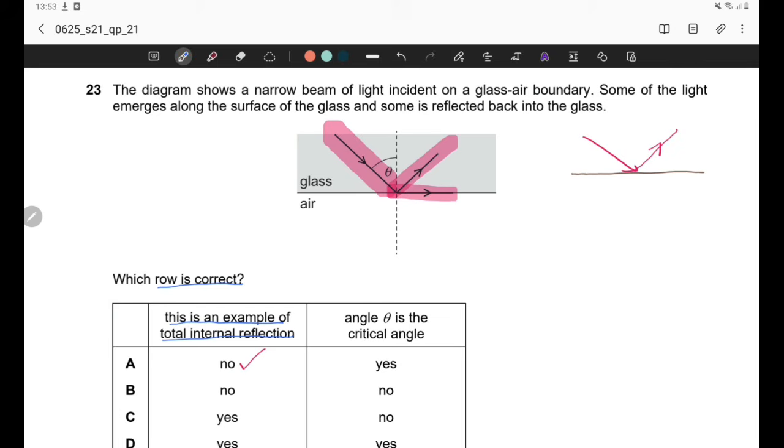Option A, second column, angle theta is critical angle. So let's see this angle theta. If this is a critical angle, what is the condition or property of a critical angle? When a ray falls at the critical angle, its rays will pass along the boundary. So we can see some of the rays are passing through the boundary. That means the ray must be incident at the critical angle. So definitely the angle given, theta, must be a critical angle, and only then can a few of the rays pass through this boundary. Therefore, the correct answer is option A.